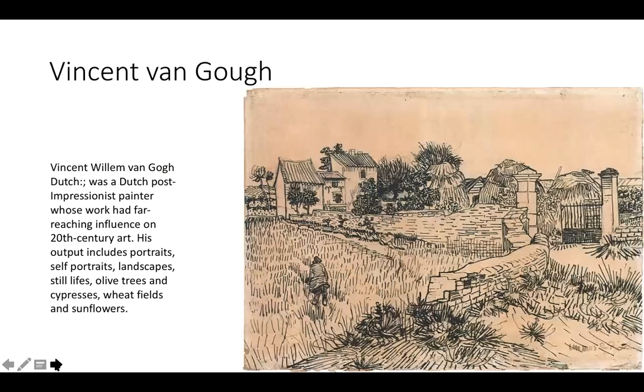It's very creative. This is Vincent van Gogh. I love Vincent van Gogh. So we have post-impressionist artist Vincent William van Gogh, a Dutch post-impressionist painter whose work had far-reaching influence on 20th century art. His output includes portraits, self-portraits, landscapes, still lifes, olive trees and cypresses, wheat fields and sunflowers. Beautiful. Look at all these marks that he's making, right? Just fun though, right? Beautiful, beautiful, beautiful work.